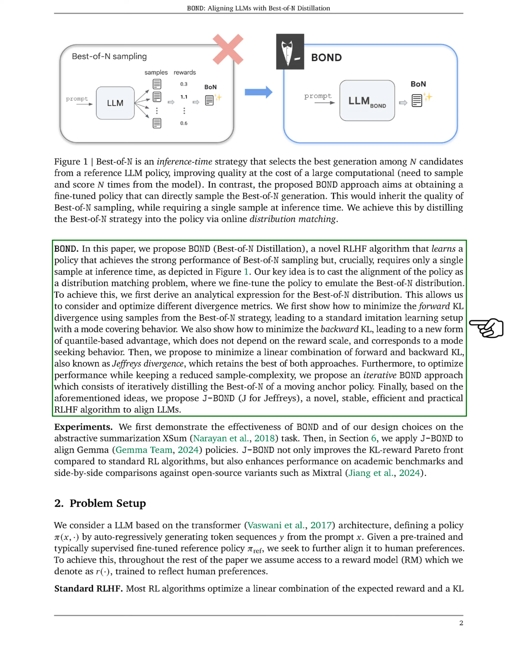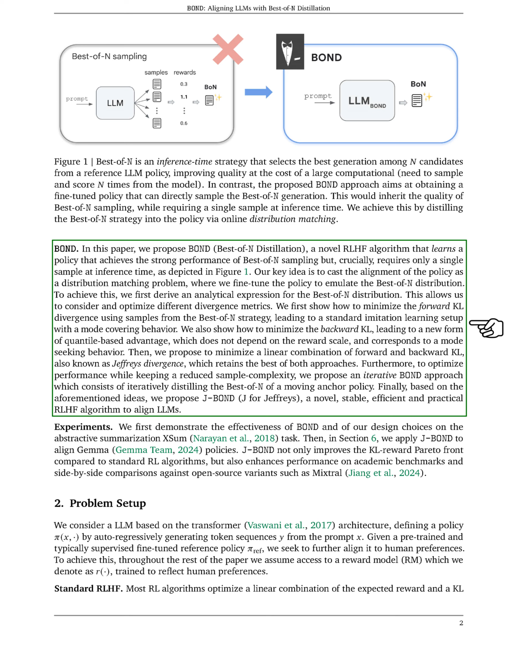We begin by deriving a mathematical expression for the best-of-n distribution, which enables us to explore and optimize various divergence metrics. We demonstrate how to minimize the forward divergence using samples from the best-of-n strategy, leading to a standard imitation learning setup. Additionally, we show how to minimize the backward divergence, resulting in a new form of advantage that does not rely on the reward scale.